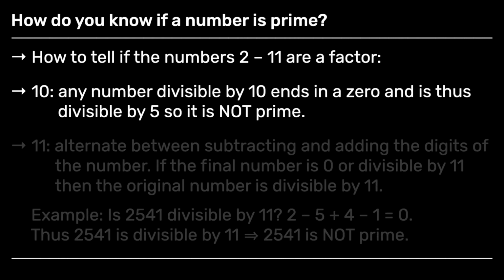10. How do I know if 10 is a factor? It ends in a 0. Simple, beautiful, and easy. If your number is bigger than 10 and ends in a 0, it's composite.